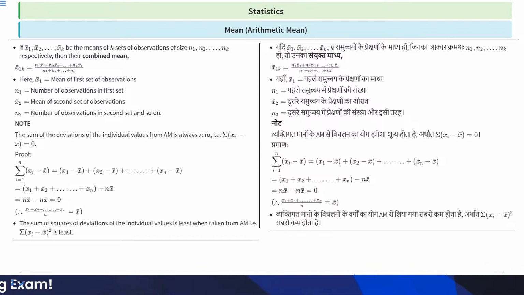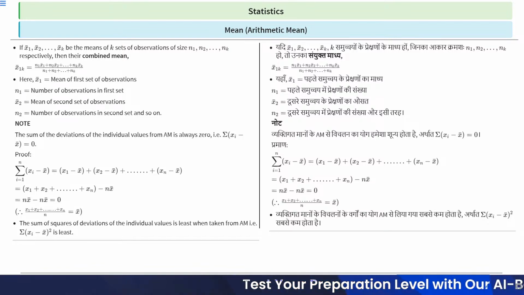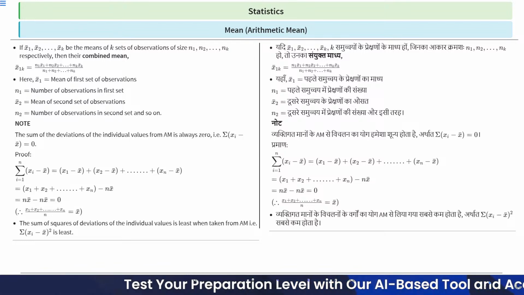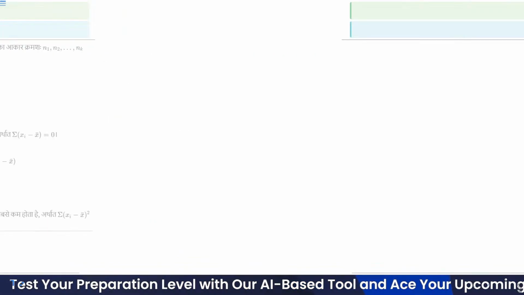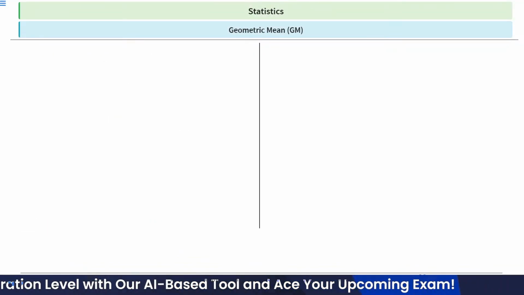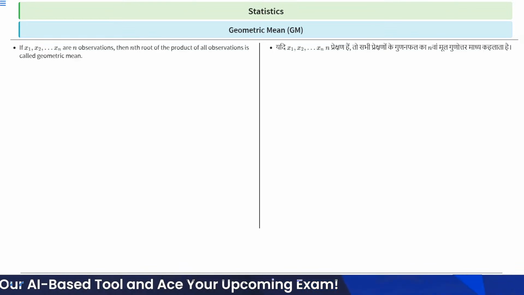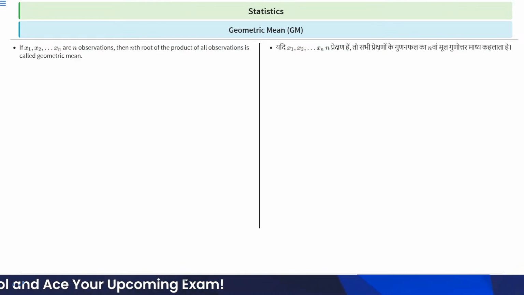Now the sum of squares of deviations of the individual values is least when taken from arithmetic mean, that is summation of xi minus x bar whole square is least, right? You have to keep in mind. Next, what is geometric mean? GM. If x1, x2, x3 till xn are n observations, then nth root of the product of all observations is called geometric mean, right?